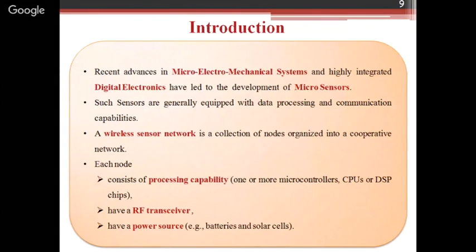They have led to the development of microsensors. Microsensors means sensors are going to have a very small size, and these sensors are equipped with data processing and communication capabilities. That's where your embedded system, the part of computation, that's where the part of your FPGA, CPLD processors are coming into the picture, and they have to do that processing part, that the data that sensor nodes are gathering in real time needs to be processed.